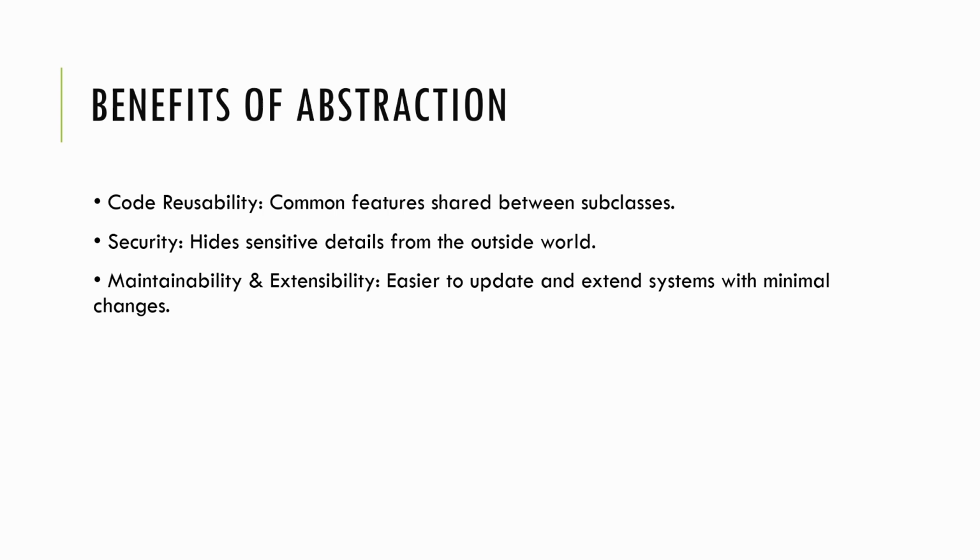So, what are the benefits of abstraction? First, it allows for code reusability. Abstract classes provide a common structure, so subclasses can reuse the logic. Abstraction also improves security as it hides implementation details from the user. Finally, it makes your code easier to maintain and extend, as changes in one part of the system do not affect others.